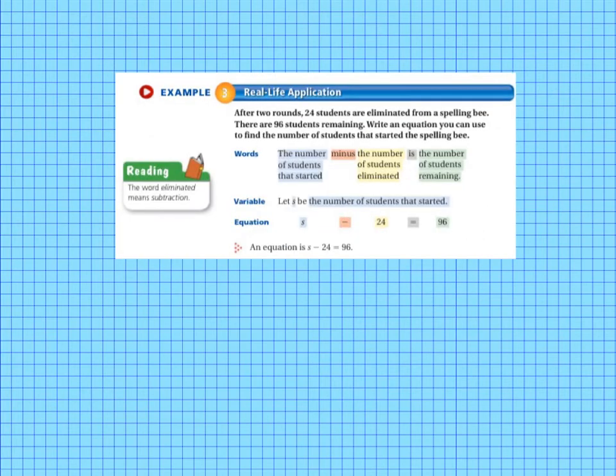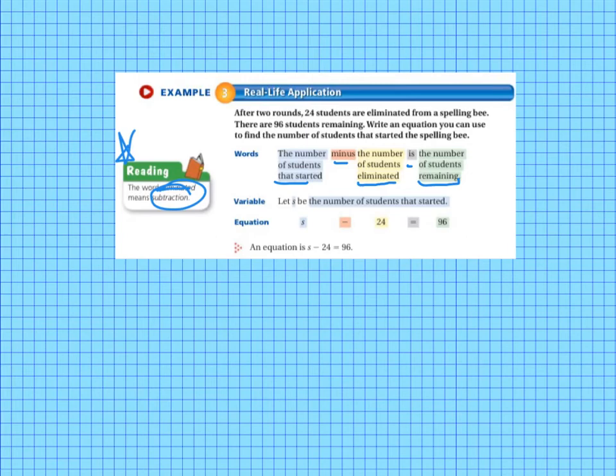And here's another real-life application. After 2 rounds, students are eliminated from a spelling bee. There are 96 students remaining. Write an equation you can use to find the number of students that started the spelling bee. So over here, there's a little hint for you. The word eliminated means you're subtracting. So the number of students that started minus the number of students that are eliminated is the number of students remaining.